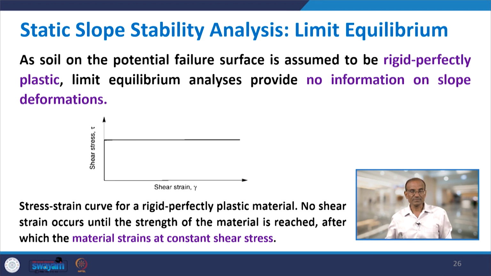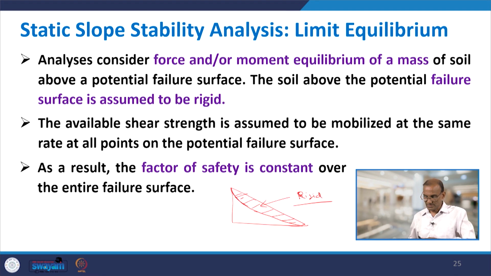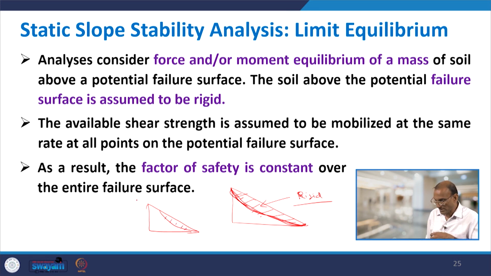So, this is the potential failure surface, this wedge, and it is not necessary that it covers the whole way. It could be like this one also, partly, not for the full height. Whatever you decide, this is the potential failure surface, PFS in short. The material above this potential failure surface is rigid.